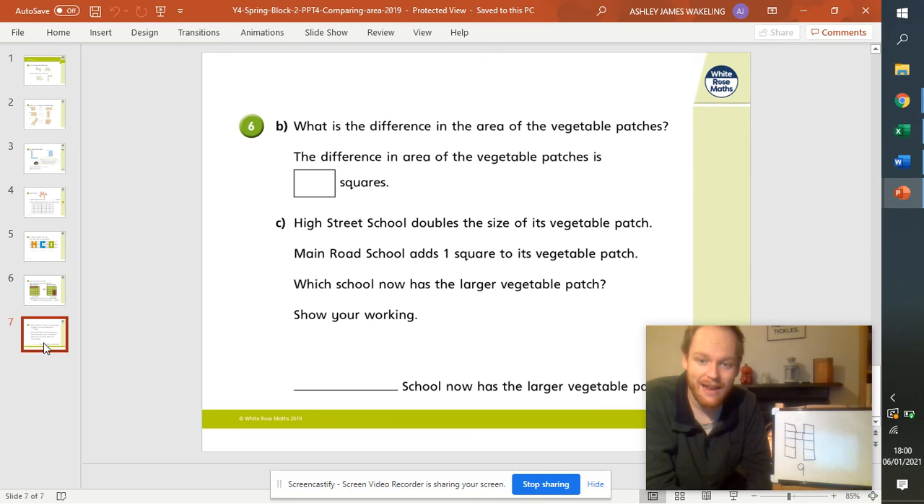And then finally, High Street School doubles the size of its vegetable patch. Main Road School adds 1 square to its vegetable patch. Which school now has the larger vegetable patch? Show your working. What I'd like you to do for this one is take a piece of plain paper or open a plain drawing on Seesaw and draw them out for me so I can see that you've actually shown your working for this one. Maybe have a break before you try 6C.